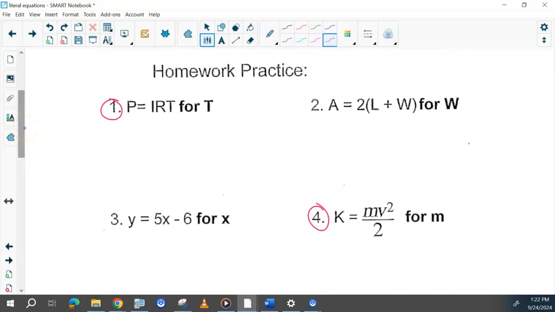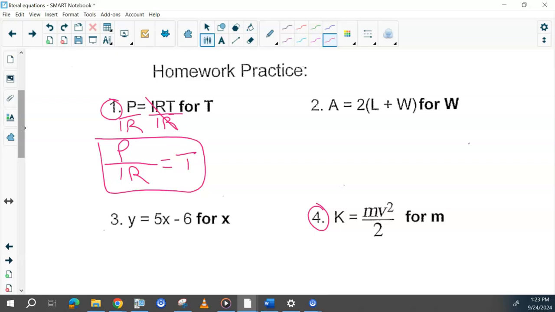So starting with number 1, we are trying to get t by itself. I and r and t are all next to each other, so they are all multiplying. So we can do the opposite and divide all of them at the same time. Not all, just I and r. So that the I and r cancel, and we're left with t over Ir equals t. Questions on that before we do 4?